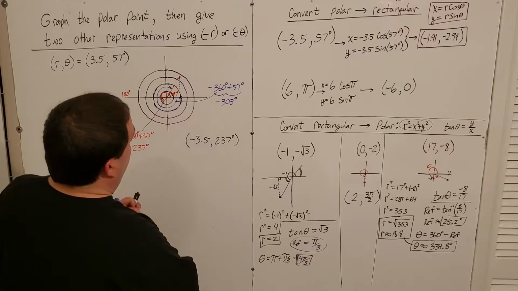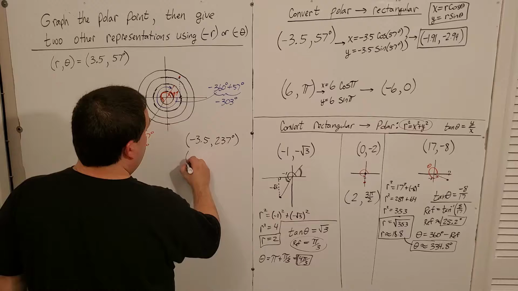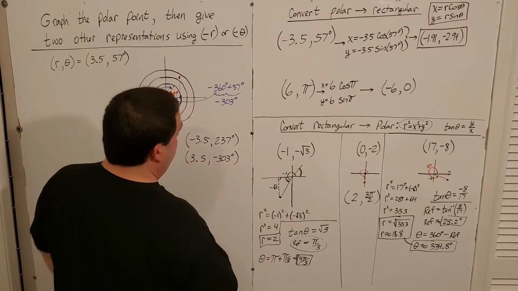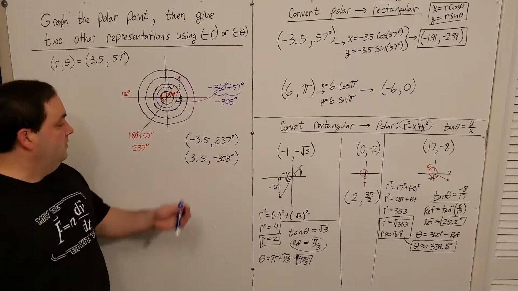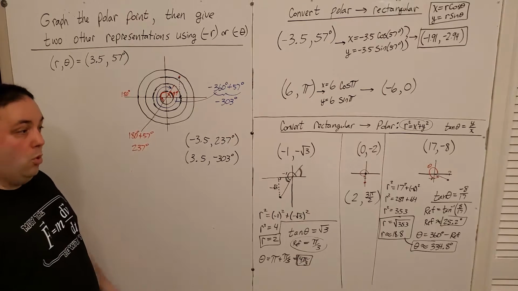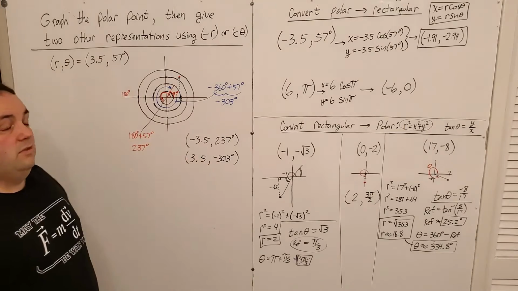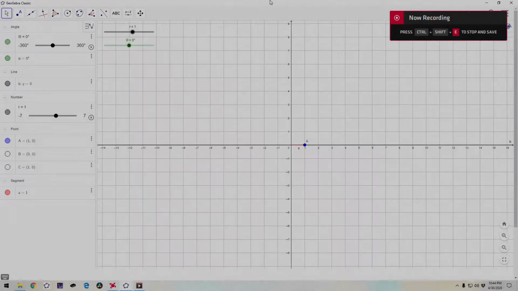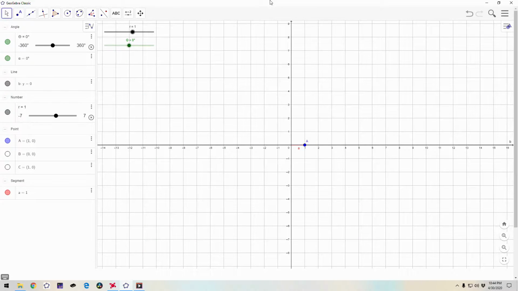Okay. So my other representation is 3.5, negative 303 degrees. Again, check yourself by plugging it in and seeing that you actually still get the same coordinates, the 1.91 and the 2.94. Okay. So let's look real quick at the point that we just graphed a moment ago, the 3.5, 57 degrees. So you can see what it really looks like on the grid here. GeoGebra can draw it way better than I can.